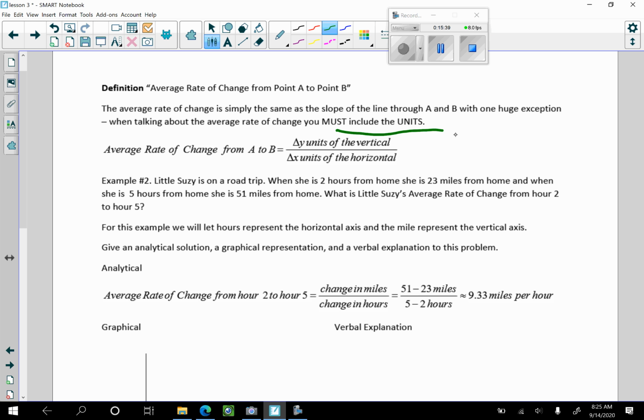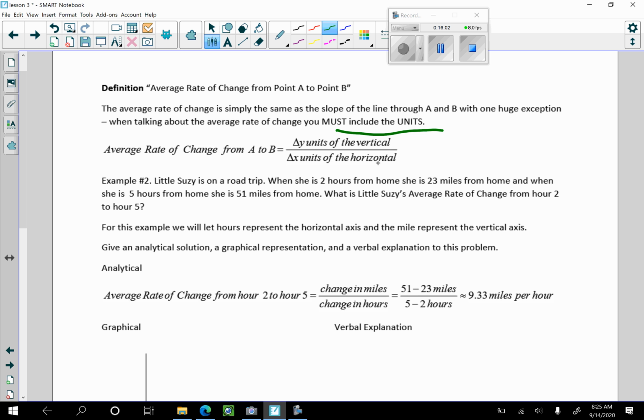Sometimes, if we're not doing an application, the units might just be y units and x units, vertical units, horizontal units. But we're still going to write them, units of the vertical, units of the horizontal. When we do describe our average rate of change, we certainly are going to continue to write them.